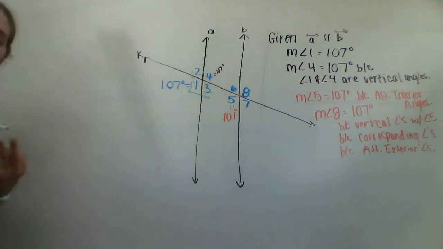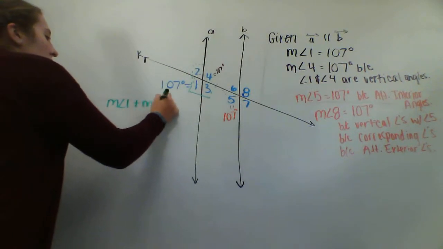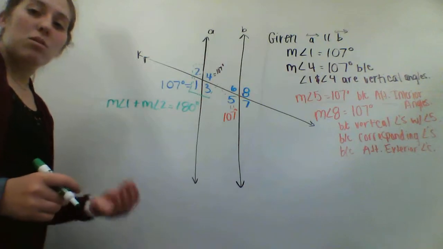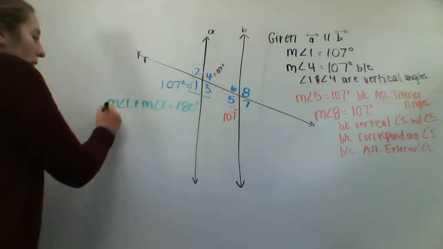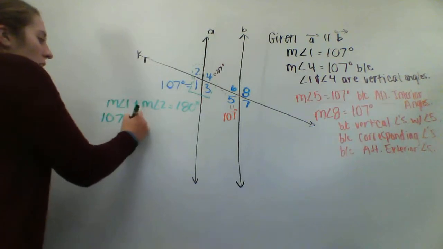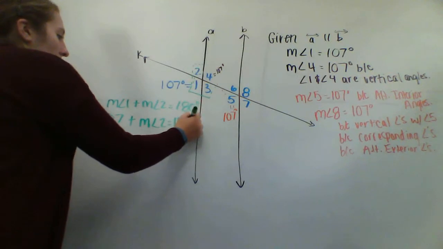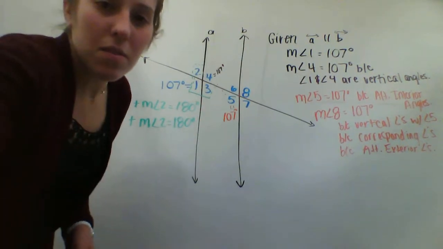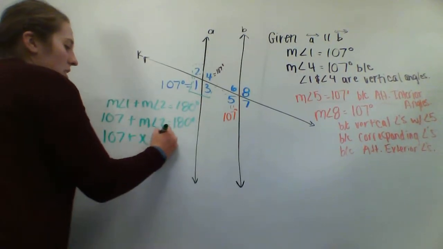To set up, if they're supplementary, we're going to do the measure of angle 1 plus the measure of angle 2 equals 180 degrees. Because remember, supplementary means 2 angles whose measures add to 180 degrees. We know angle 1 is 107, but we don't know the measure of angle 2, so we're going to call this x to shorten it. So 107 plus x equals 180.